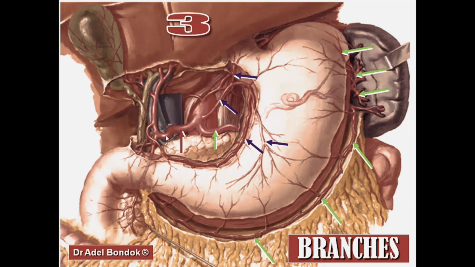The hepatic artery gives the right gastric artery along the lesser curvature of the stomach, and the gastroduodenal artery, which lies behind the first part of the duodenum. It divides into two branches, the right gastroepiploic and the superior pancreaticoduodenal artery. Then the supraduodenal artery, and two terminal hepatic branches, the right branch gives the cystic artery.